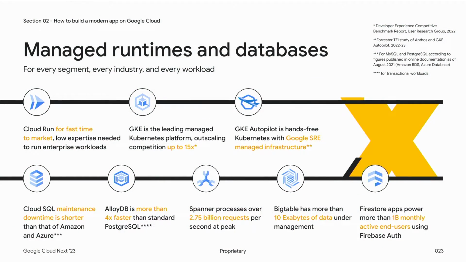And AlloyDB is 4 times faster in terms of transactional queries. It's up to 10 times faster for vector queries, and up to 100 times faster for analytical queries compared to standard Postgres. So if you have a Postgres workload, it's pretty much a no-brainer. You should get started with AlloyDB. It's one of our newest databases, and it's one of our most popular database engines.